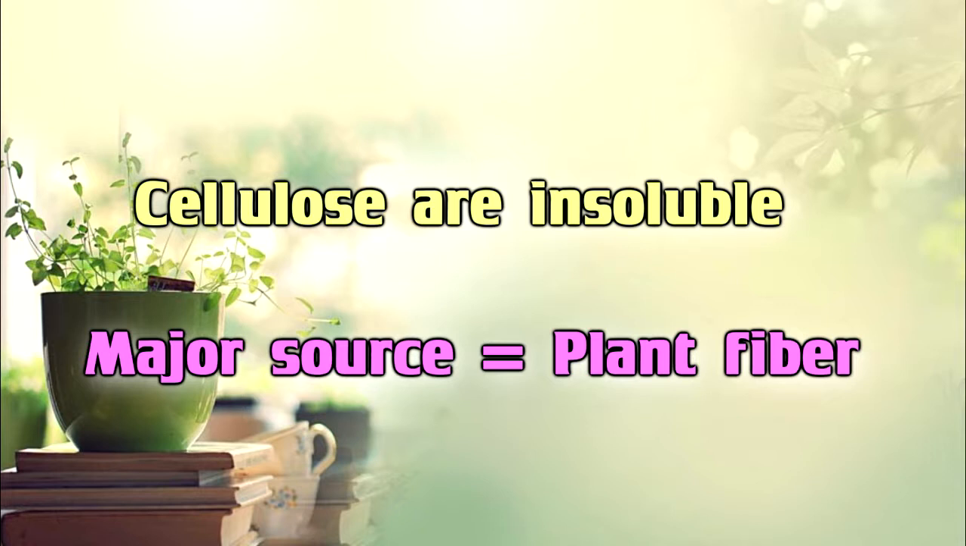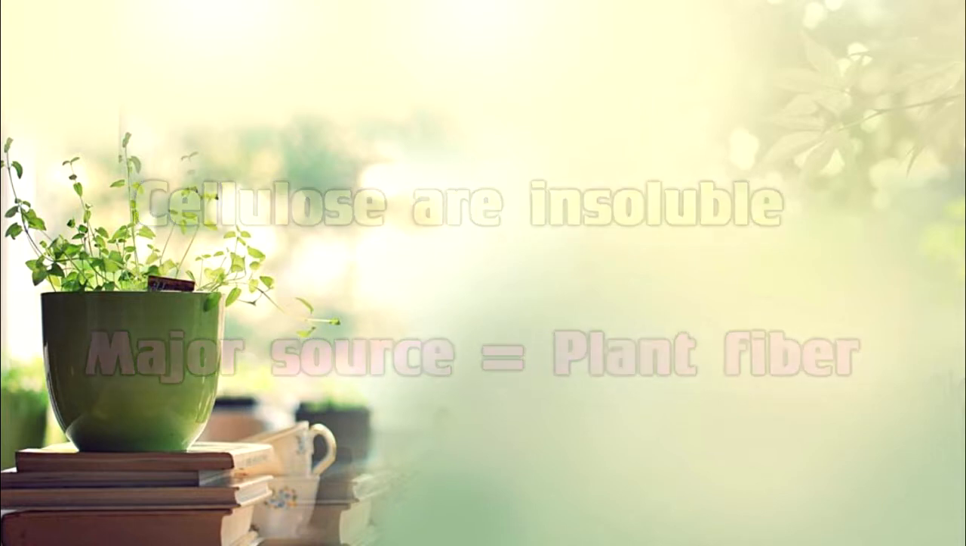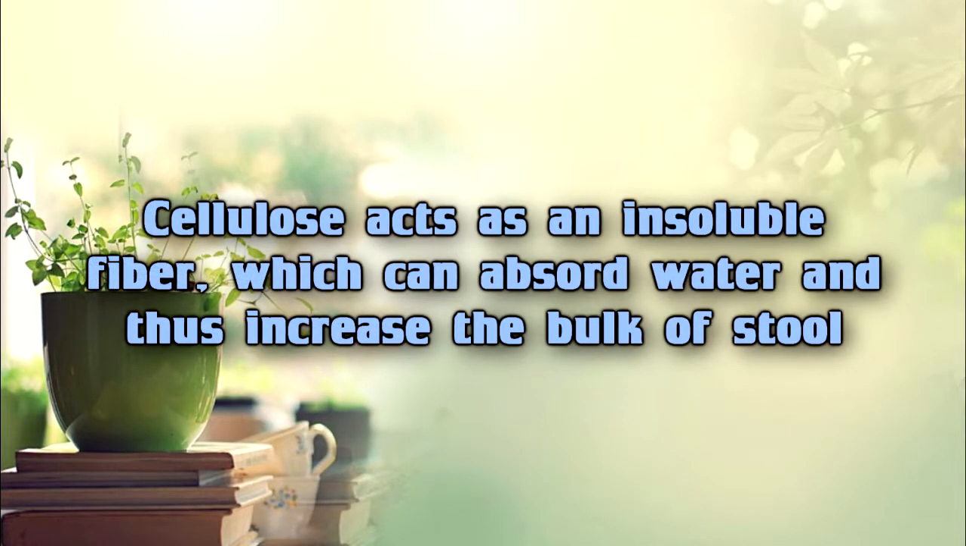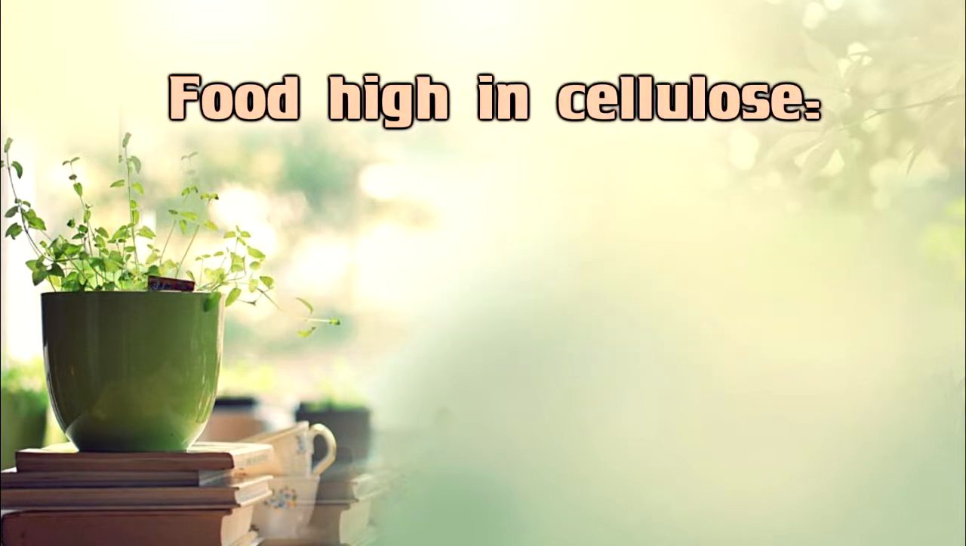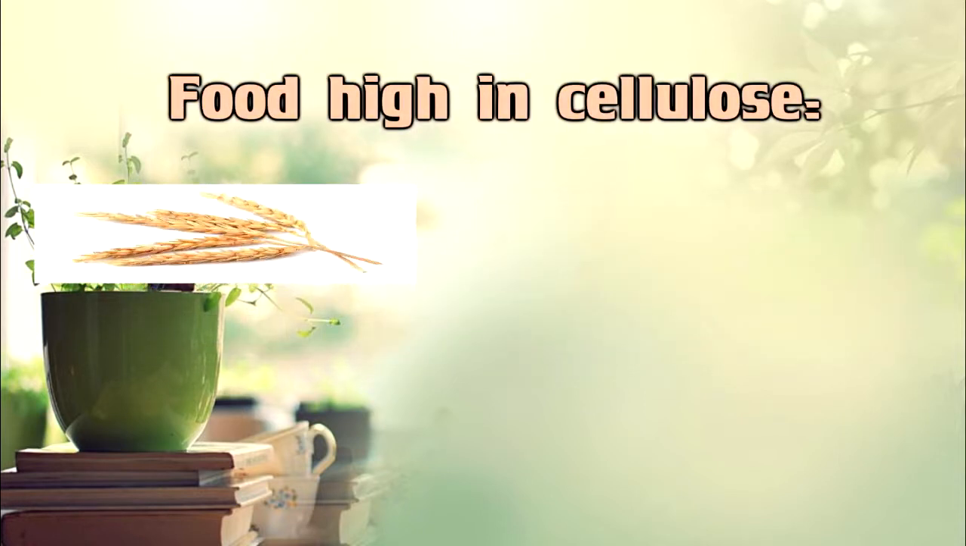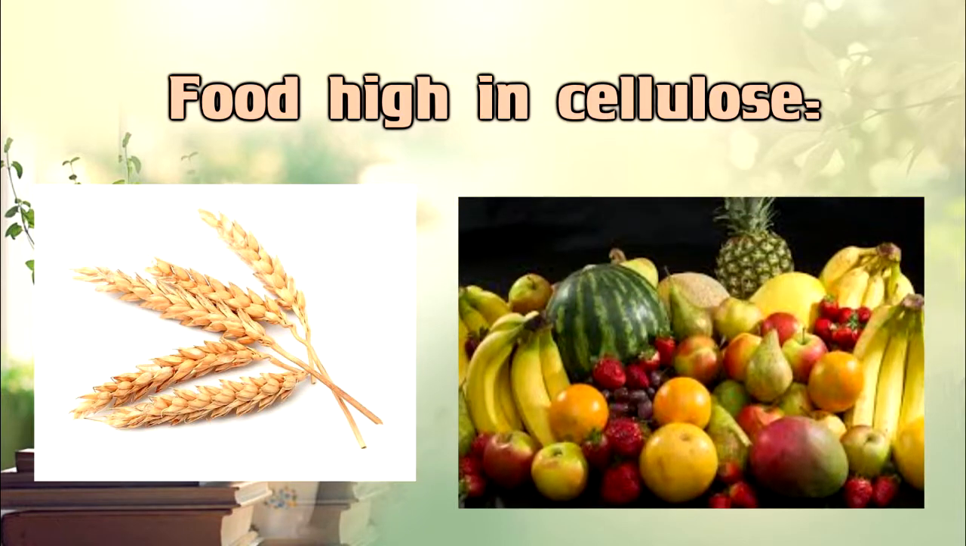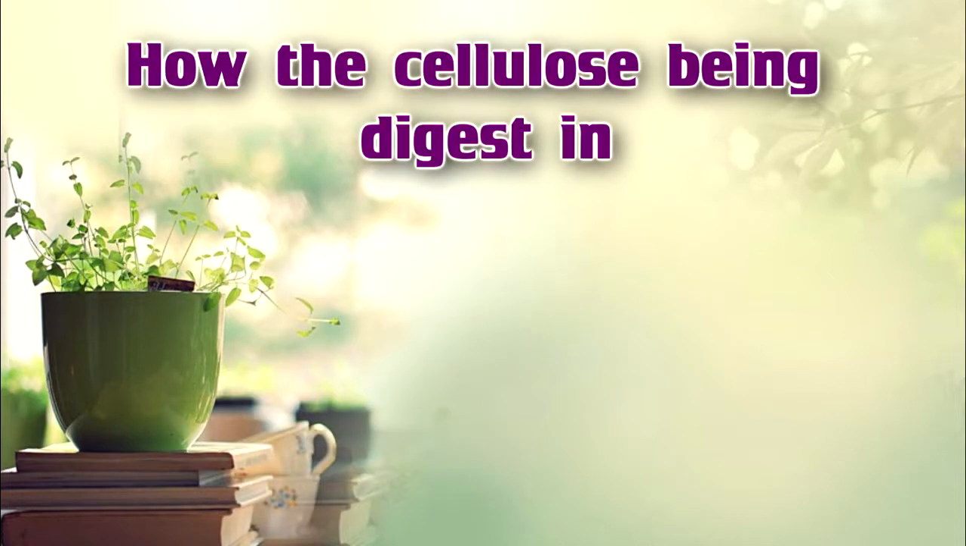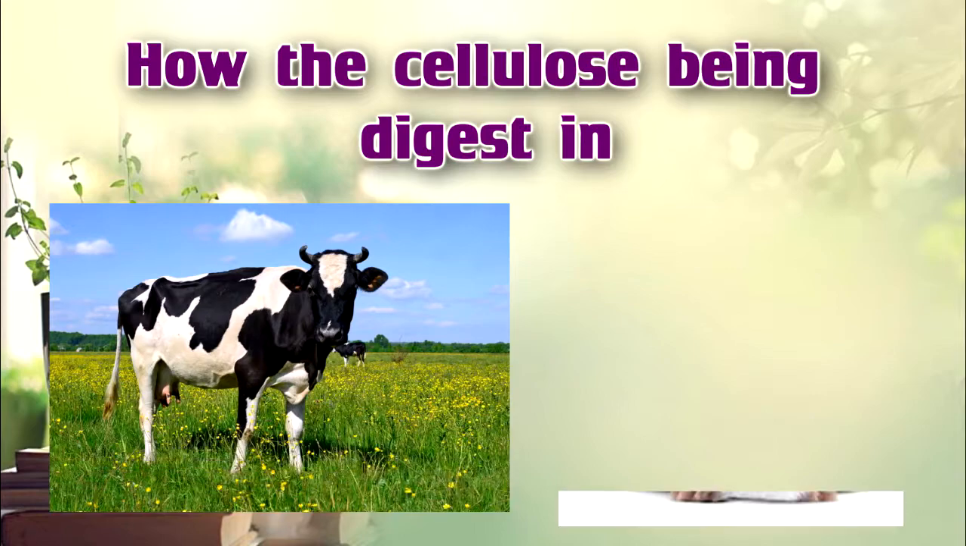Let me see examples of plant fibers. Cotton, wood, and so on. Cellulose acts as an insoluble fiber which can absorb water, thus increasing the bulk of the stool. Foods high in cellulose include cereals, fruit, leafy vegetables, and so on. Now let me see how cellulose is digested in ruminants and rodents.